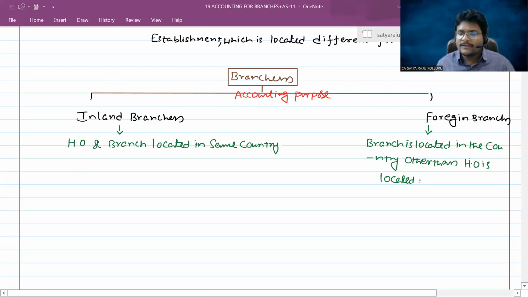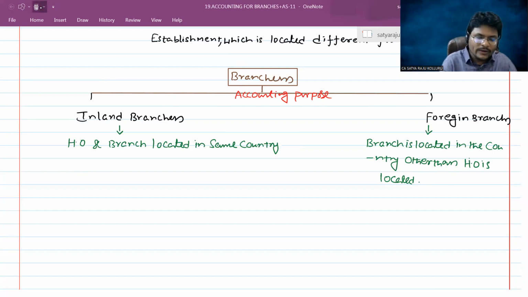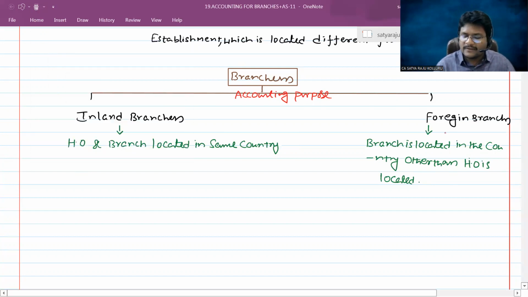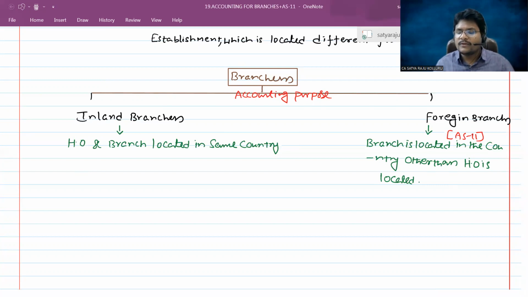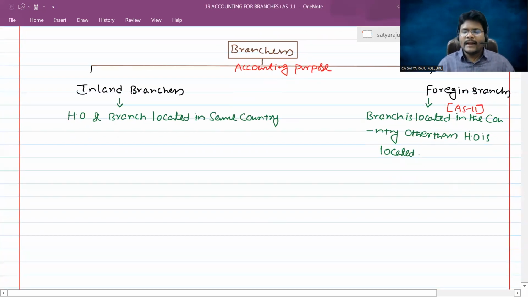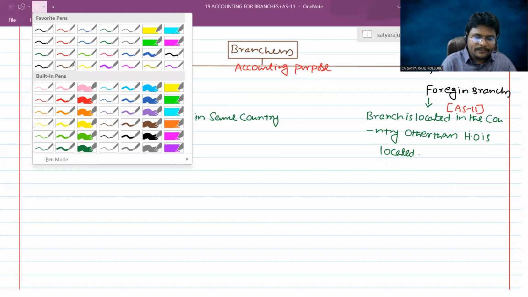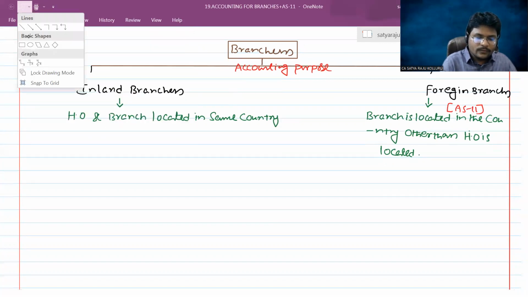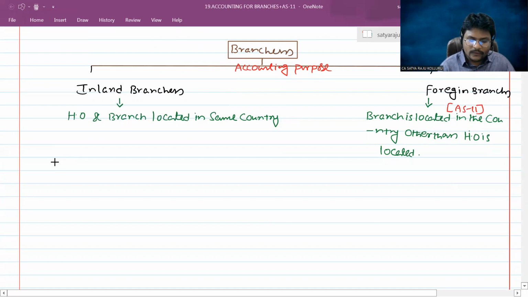So this foreign branches topic, I told you already, we are going to deal with along with the chapter AS11, along with the standard AS11. So right now, I don't want to say a single word regarding foreign branches. We are going to deal with the entire topic of foreign branches along with AS11. Okay. Now coming to inland branches, they are again divided into two types, for accounting purposes only.